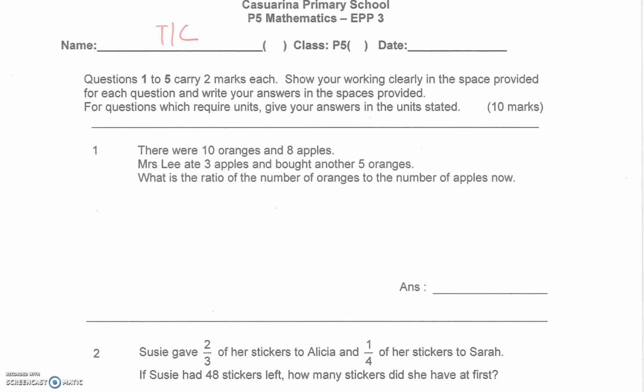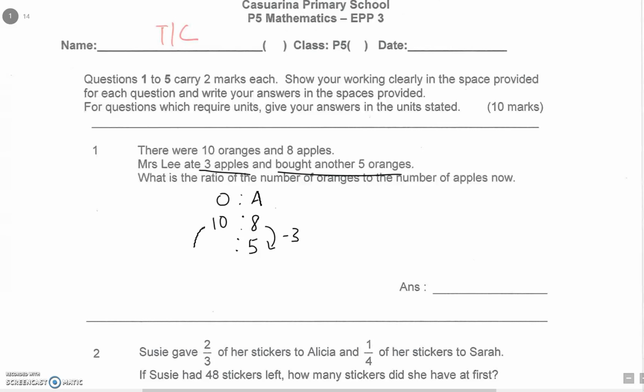Let's get started on our EPP3, question 1. There were 10 oranges and 8 apples. So we have an orange, we have an apple, and altogether it is 10 is to 8. So someone has eaten 3 apples. If you have eaten 3 apples, you would have 3 fewer. That gives you 5. And you bought another 5 oranges, which means you have added 5.